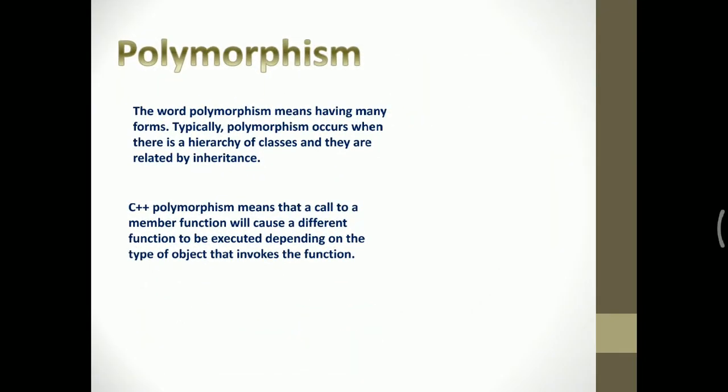Polymorphism. This is another important concept of C++. The word polymorphism means having many forms. Typically, polymorphism occurs when there is a hierarchy of classes and they are related by inheritance. C++ polymorphism means that a call to a member function causes a different function to be executed depending on the type of object that invokes the function.